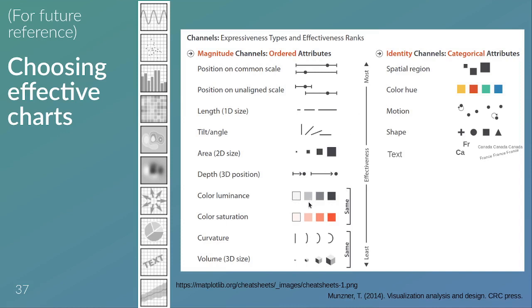Luminance may not be very effective for decoding exact values, as we saw in one of our demos, but it can be effective for decoding patterns and shapes. On the left, we have different kinds of charts. I haven't labeled them because most of you as grad students will know the labels, but you can find them easily on the cheat sheet for Matplotlib that I'll be sharing in the next lecture.